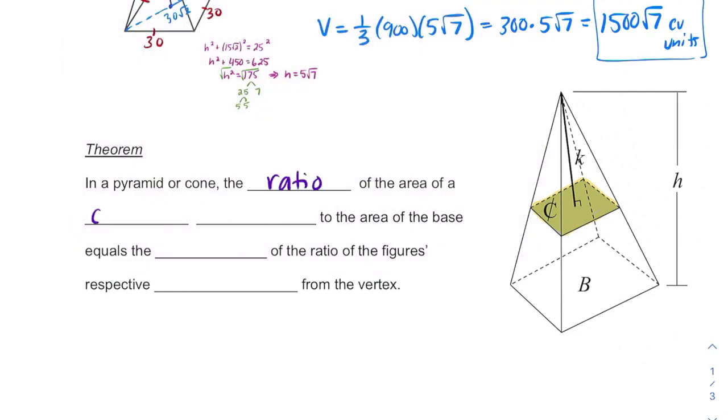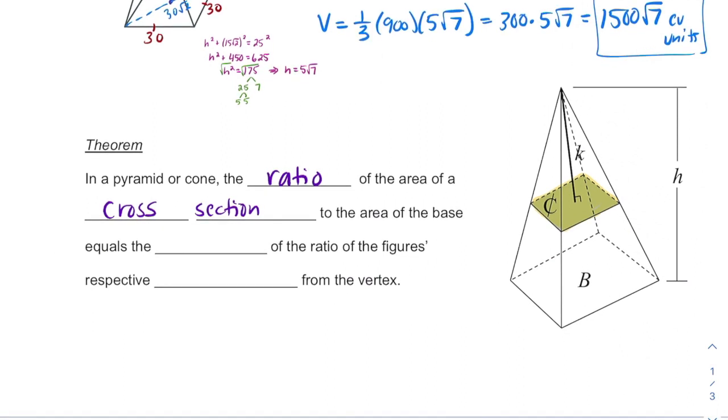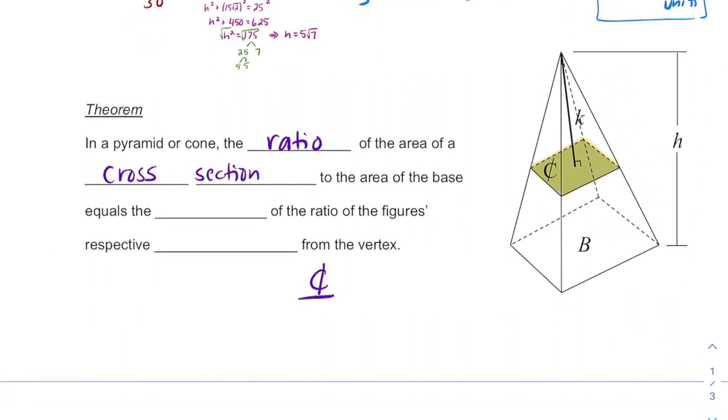of the area of a cross section, I'm going to rewrite that, the area of a cross section to the area of the base. So we take our cross section, we put it over the area of our base. This is going to be equal to the square of the ratio of the figure's respective heights from the vertex.